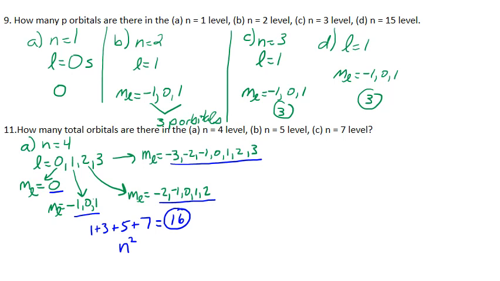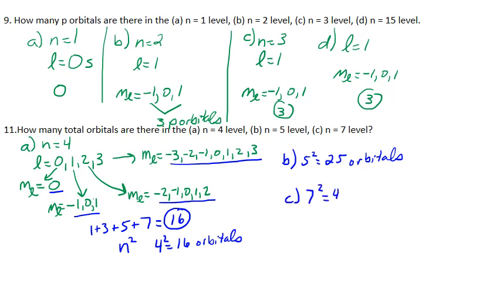Now the easy way to do that is to simply use the formula n squared to give you the total number of orbitals. So if n is 4, 4 squared equals 16 orbitals. So that's a little bit easier. So when I go to B here, if n is equal to 5, you can do it the long way, or you can say 5 squared will give me 25 orbitals. And lastly, if n is 7, 7 squared will give me 49 orbitals. Have fun if you write all that out.